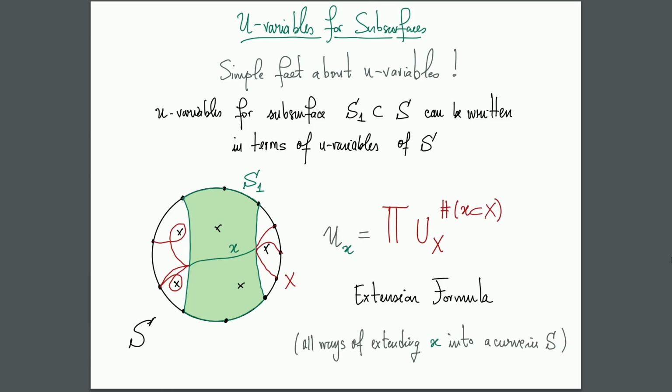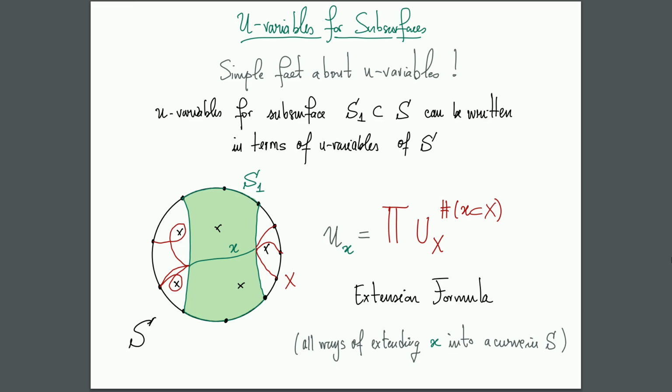Okay, so let's look at an example. Here's little curve little x inside S1. This extension formula tells us that the u of this little curve is given by the product over all the possible ways that I can extend little x into a curve on the big surface. Technically, what this leads to is I take the product over all the curves on S of their respective u variables, raised to the power of the number of times that little x is contained inside big X. Okay, so this is the feature about u variables.